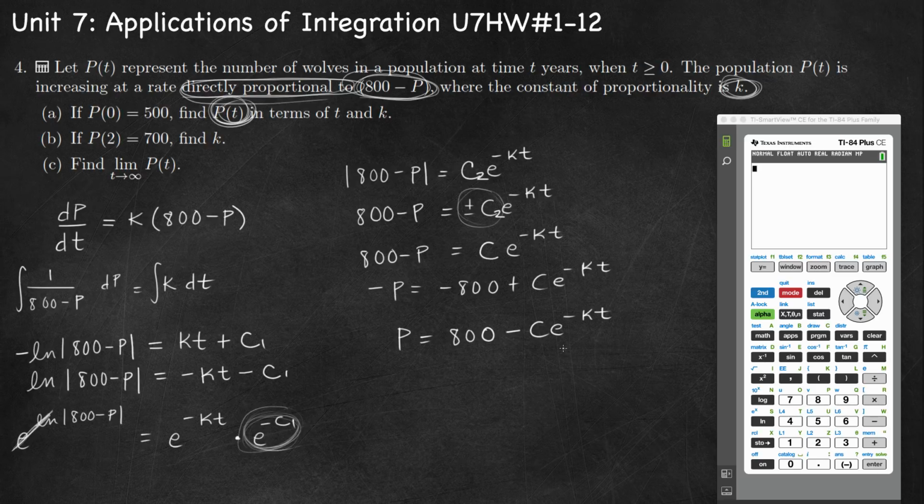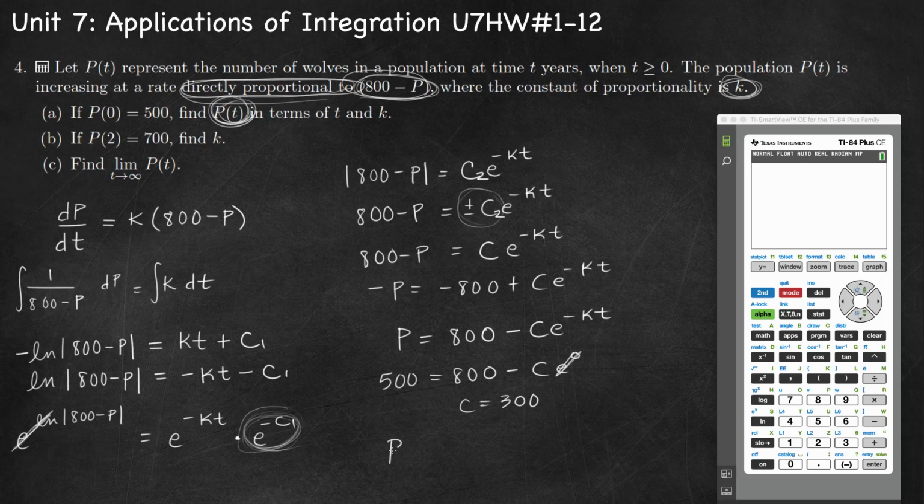In part A, we were asked to find p of t in terms of t and k. So we do have to solve for c. And we were told that p of 0 equals 500. So when t is 0, p is 500. So 500 equals 800 minus ce to the 0. We're letting t equal 0. So e to the 0 is 1. 800 minus 300 is 500. So here c is 300.